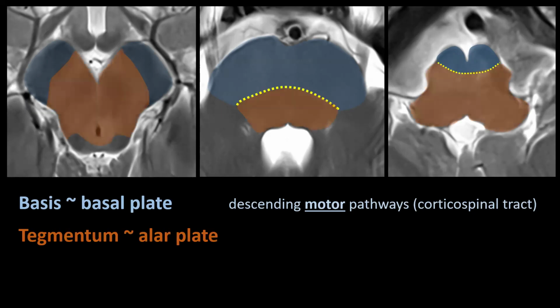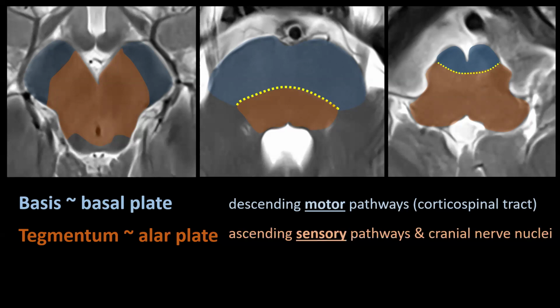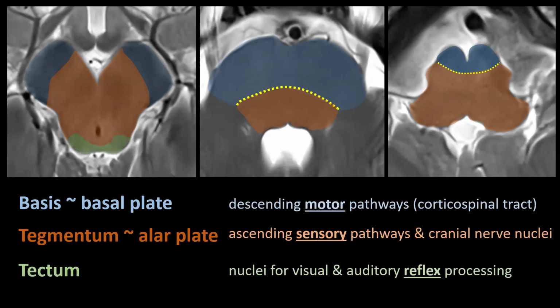Then we have the tegmentum. Notice that the tegmentum is quite extensive in the midbrain and the medulla oblongata, while the basis is more extensive in the big fat pons. And the tegmentum kind of correlates to the alar plate, and it contains the ascending sensory pathways and also the cranial nerve nuclei. And finally, we have the tectum, which is only found at the level of the midbrain, which contains nuclei for visual and auditory reflex processing. So the functions there have to do with basic visual and auditory reflexes.